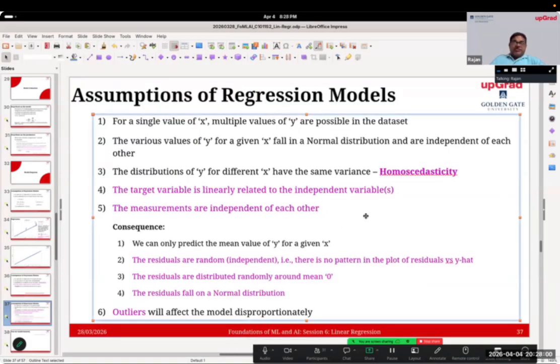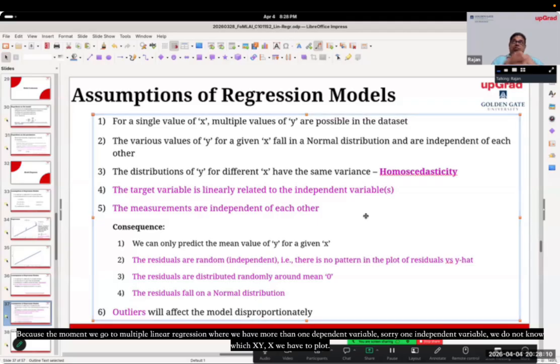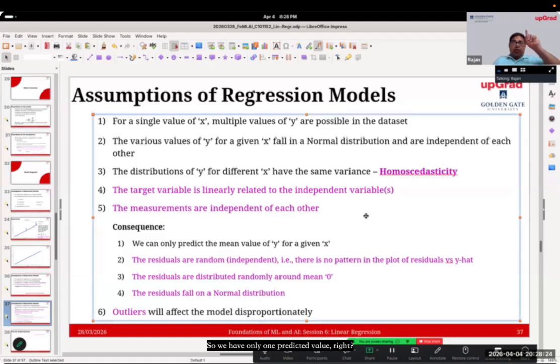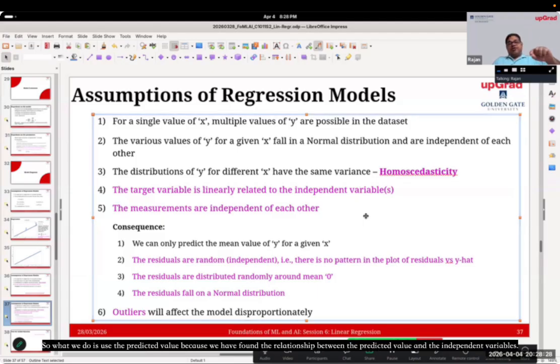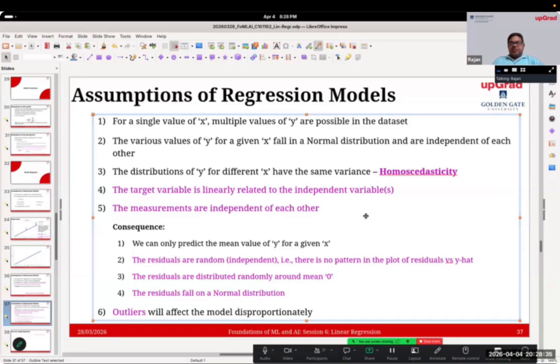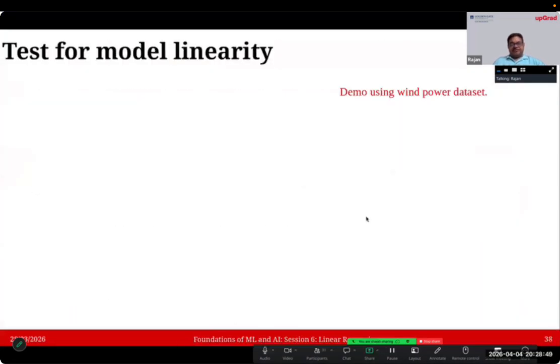Just plot the errors. What is the x-axis? The x-axis is the y hat value, the predicted value, right? You don't plot x or y. Why? Because the moment we go to multiple linear regression, where we have more than one independent variable, we do not know which x we have to plot. We have only one predicted value. So we use the predicted value. You take the predicted value on the x-axis and plot the errors on the y-axis. If you find any pattern, then the linearity assumption fails.